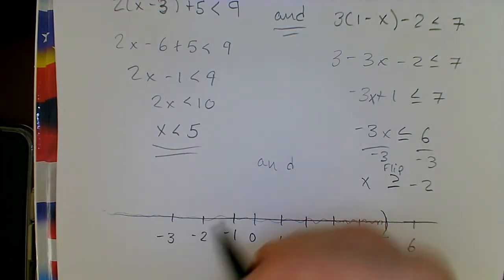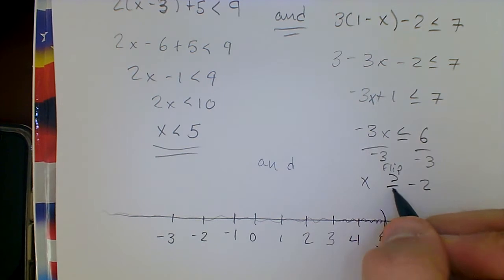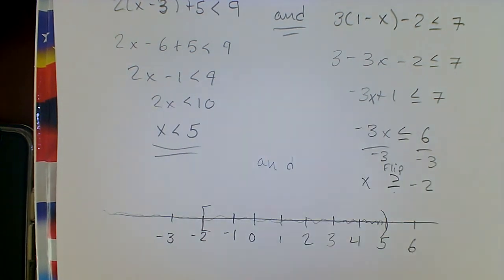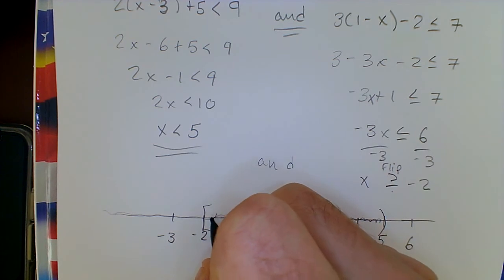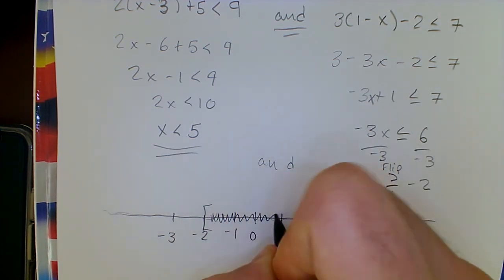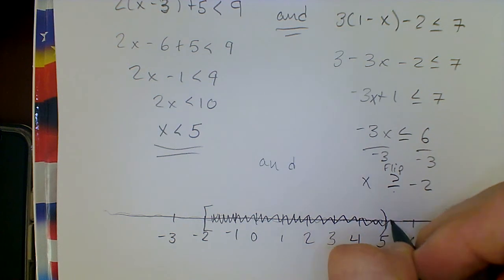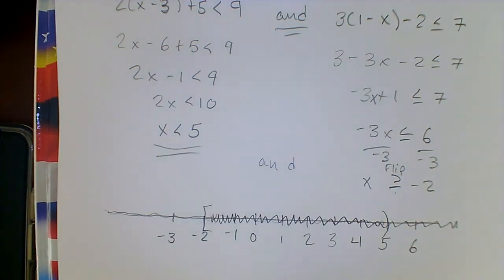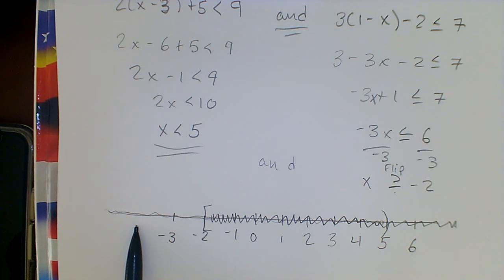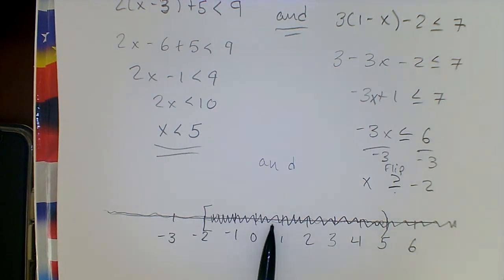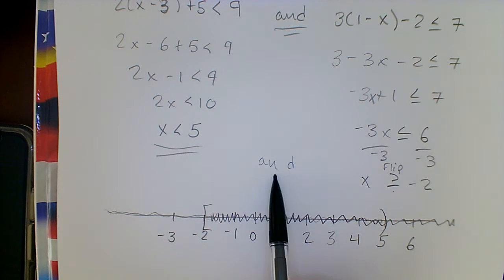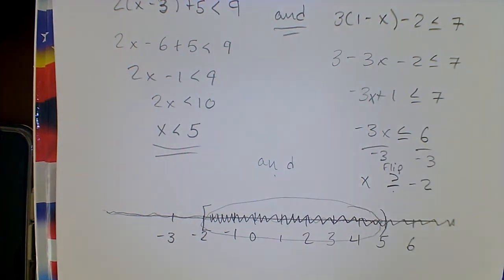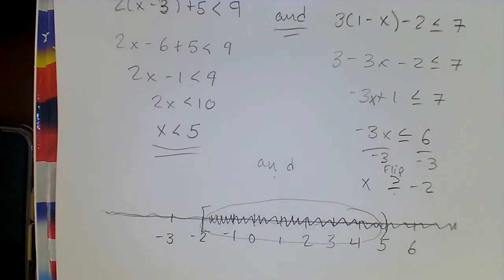Now we go to x is greater than or equal to negative 2, and since it's greater than or equal to, we put a square bracket, and it's got to be everything to the right. For this one, I'm going to mark a different type of scribble here. Notice that there's a portion where only one of them is true, here and here, and then there's a portion where they're both true. For an "and" statement, they both have to be true. So this is the interval that you're looking for right here.